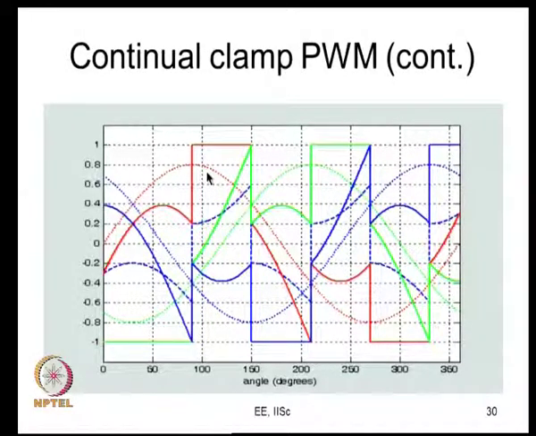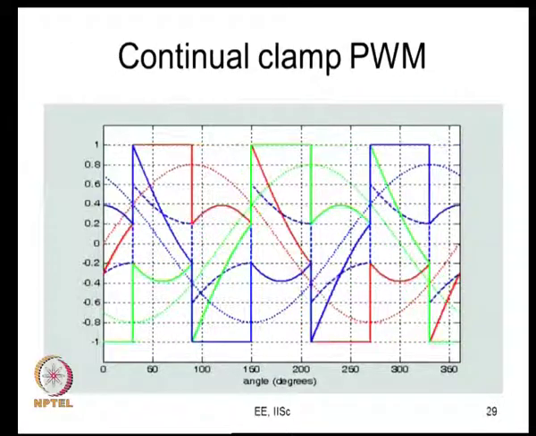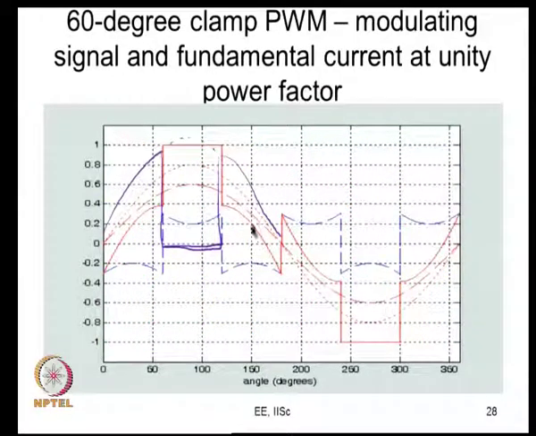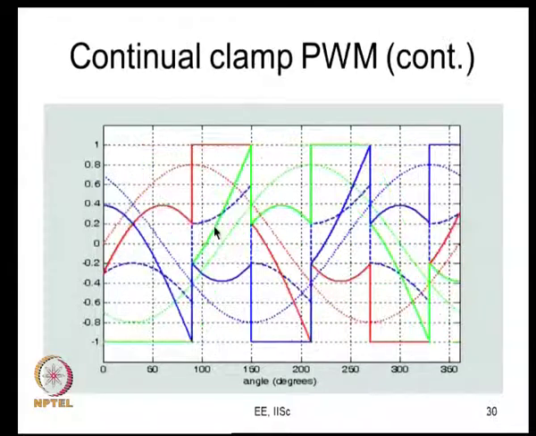So, typically for an induction motor drive, it might be a good idea to operate with such a continual clamp PWM method, because induction motor drives operate at some lagging power factor angle. So, it could be 30 degrees at full load, something like 0.866, you are going to be very close to this. So, generally for lagging power factor loads, this is a good thing to use, whereas this could be a good thing for leading power factor loads, and this kind of 60 degree clamp could be a good PWM method for unity power factor loads from the point of view of switching loss.